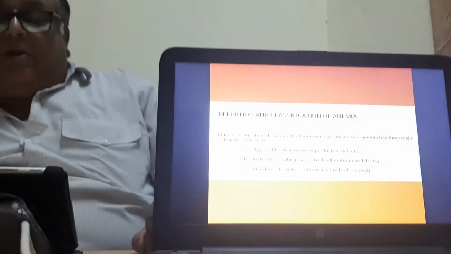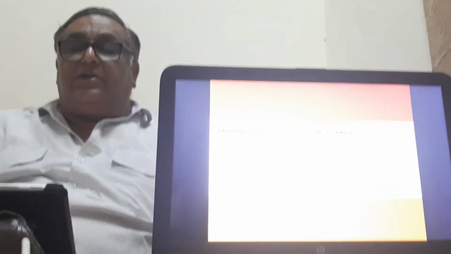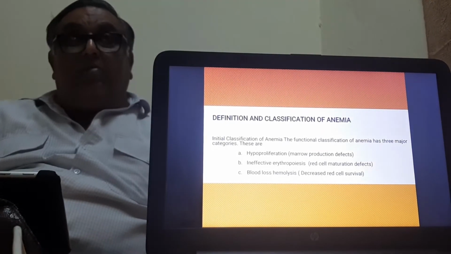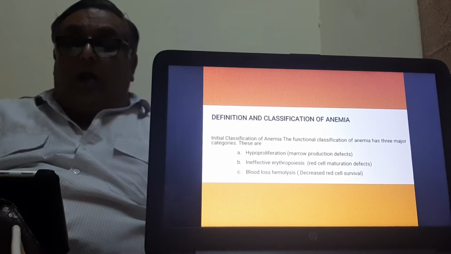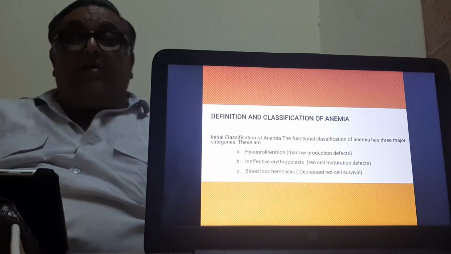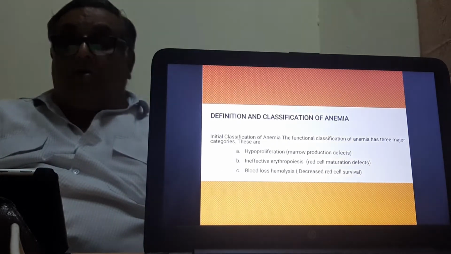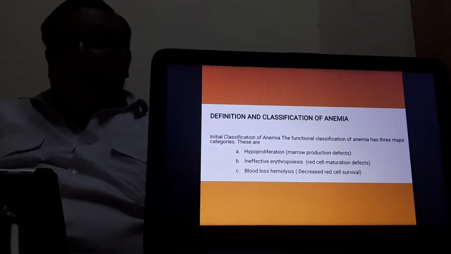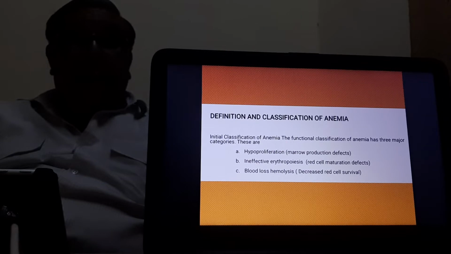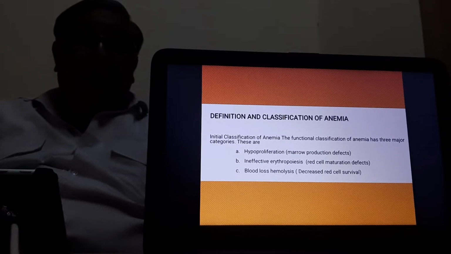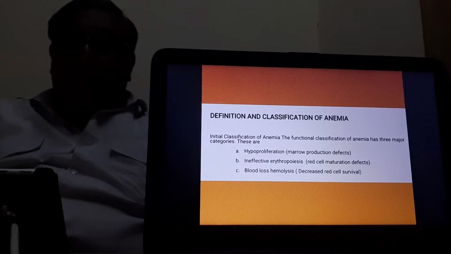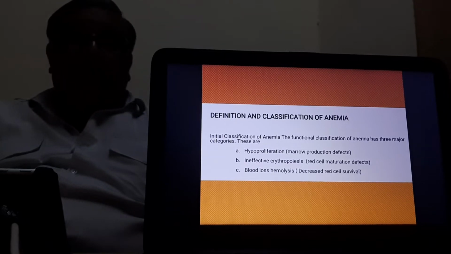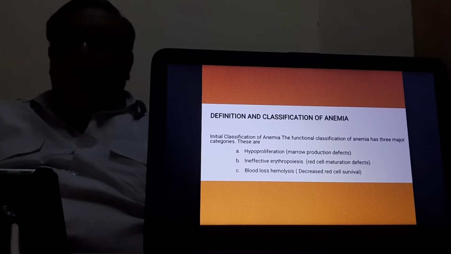Definition of anemia and classification of anemia. As clinicians, we define anemia into three major categories. Hypoproliferative anemia, in which there is a production defect: the marrow does not produce enough RBCs. Ineffective erythropoiesis, which means red blood cells don't mature properly. So the erythropoiesis is there, but it is not maturing properly, and the cells are eventually destroyed.